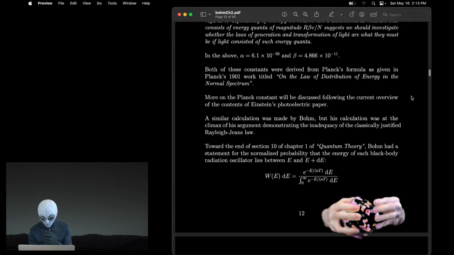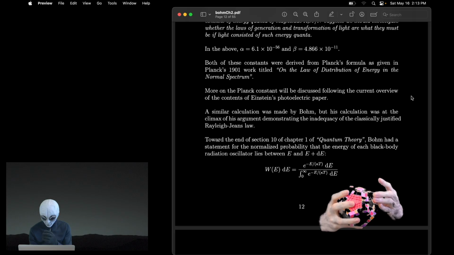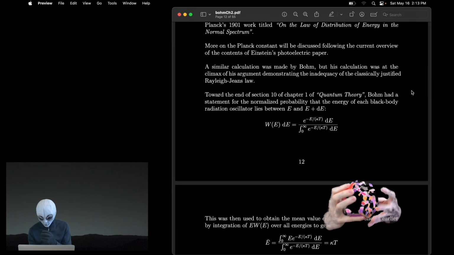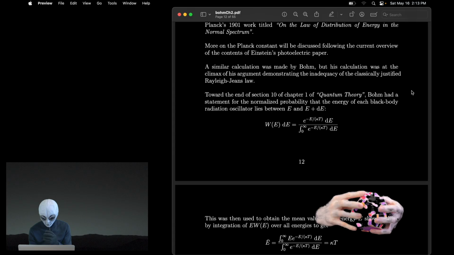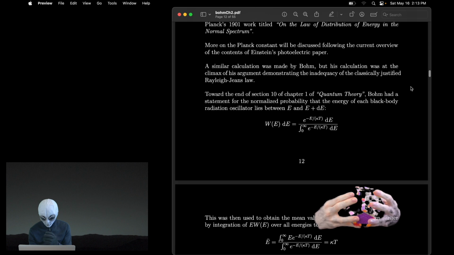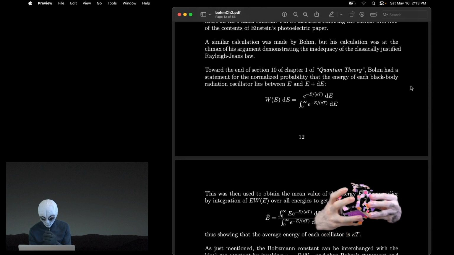Both of these constants were derived from Planck's formula as given in Planck's 1901 work titled On the Law of Distribution of Energy in the Normal Spectrum. More on the Planck constant will be discussed following the current overview of the contents of Einstein's photoelectric paper. A similar calculation was made by Bohm, but his calculation was at the climax of his argument demonstrating the inadequacy of the classically justified Rayleigh-Jeans law.